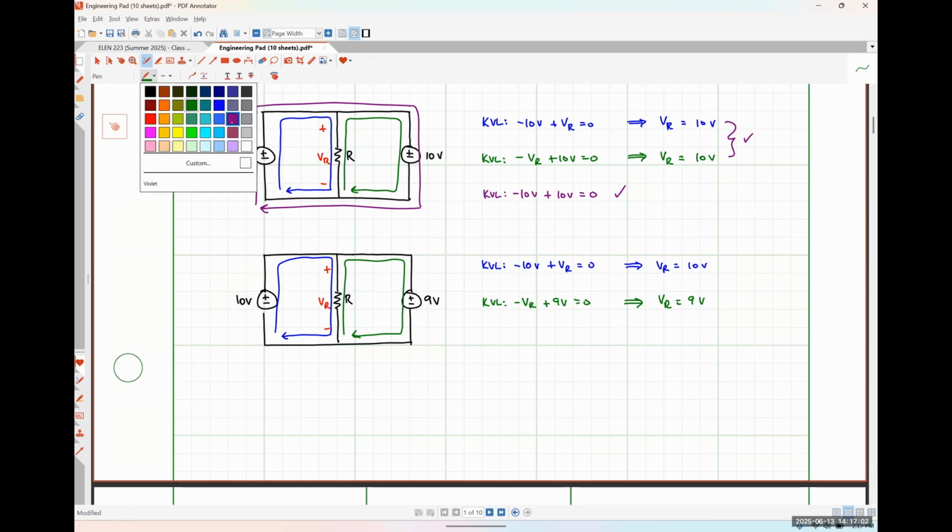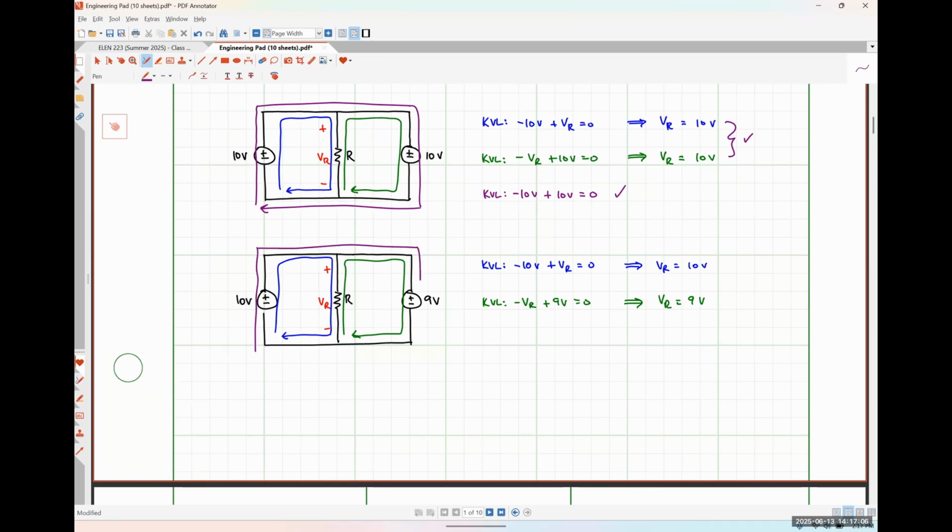And if we do KVL around the outside, like so, our KVL equation winds up telling us that negative 10 volts plus 9 volts is equal to 0, which is not true. So these things can't be true either, because the voltage drop across the resistor can't be 10 volts and 9 volts simultaneously, okay?